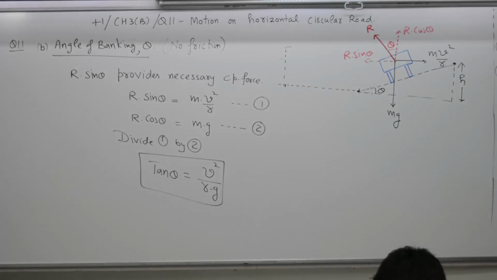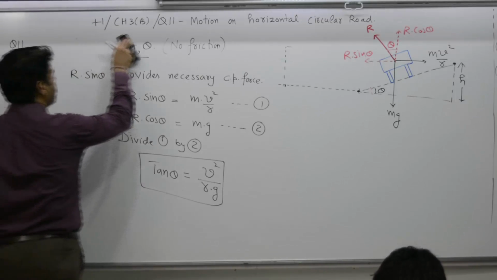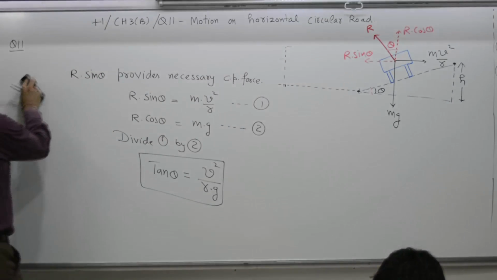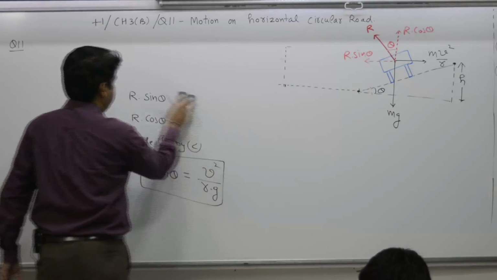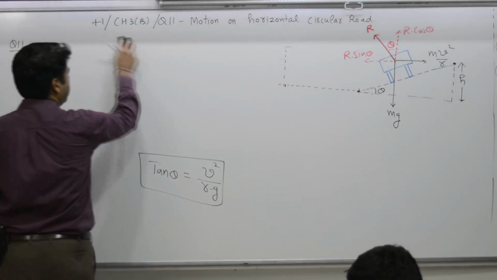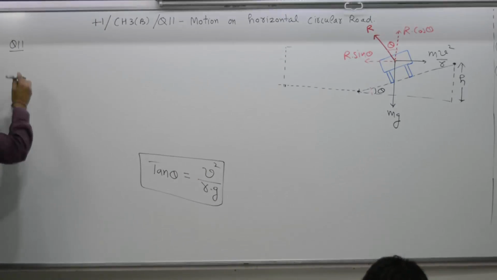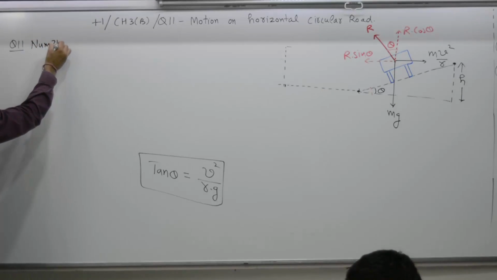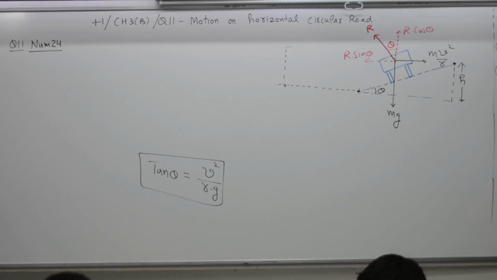Numerical number 24. The radius of curvature of a railway track at a place where the train is moving at a speed of 72 km per hour is 625 meter. The distance between the rails is 1.5 meter. Find the angle and the elevation of the outer rail so that there may be no side pressure on the rails.